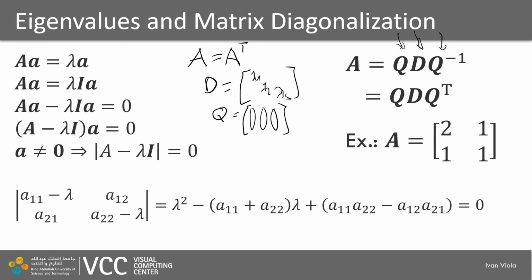And we can now represent the same equation in a matrix form, where the identity matrix is multiplied with the lambda. So there will be lambdas on the diagonal. This will form a diagonal matrix with lambdas on the diagonal.